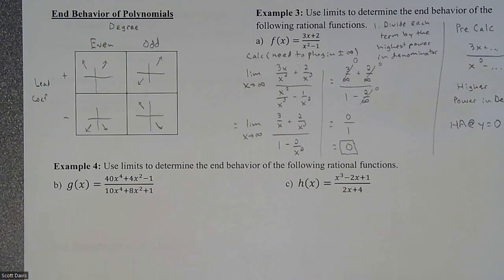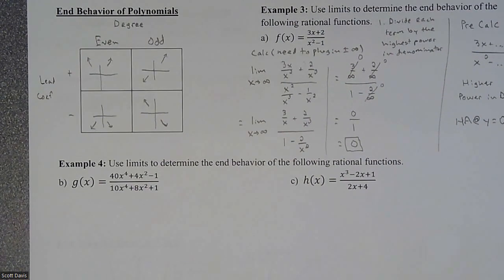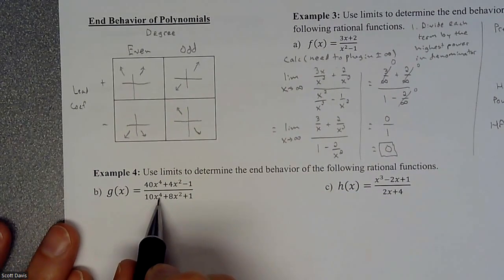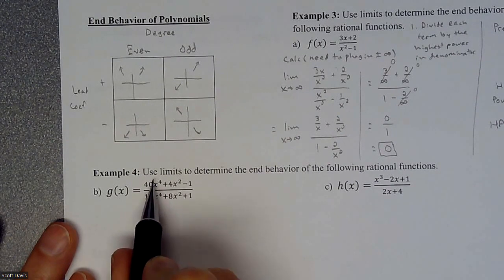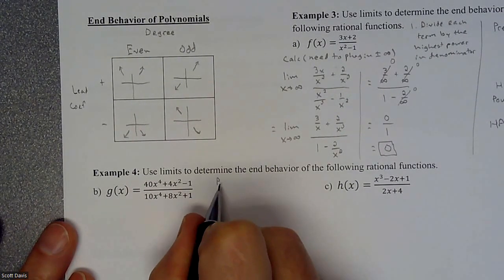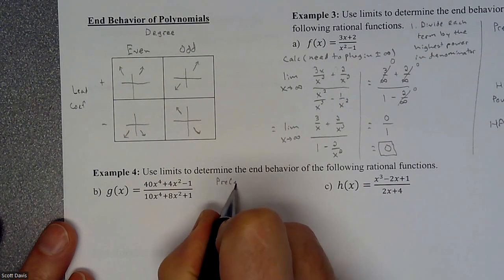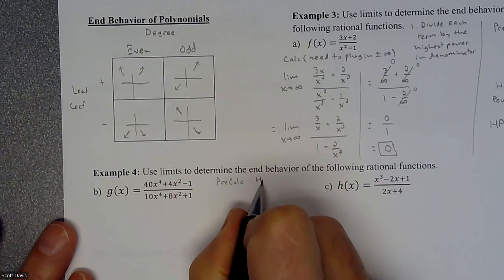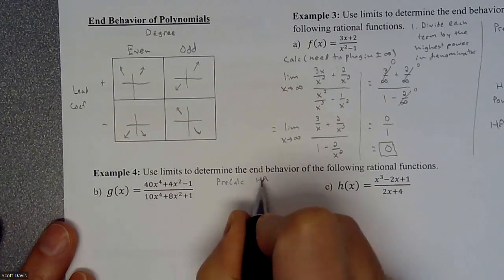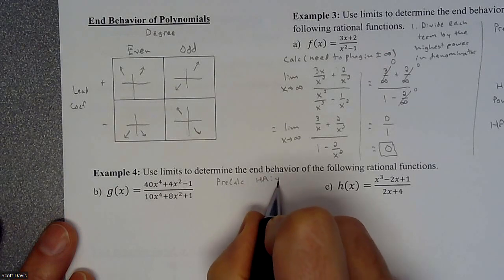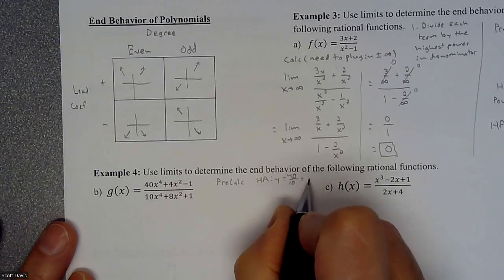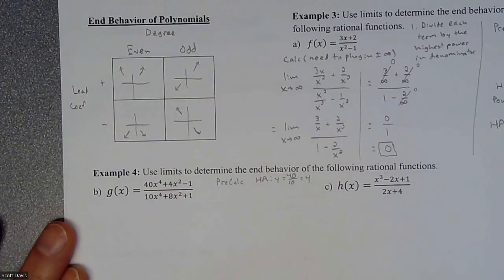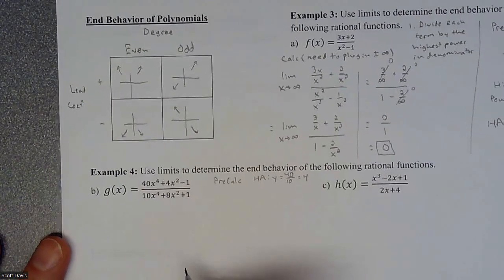Right? So if we do this again on these next two, we have x to the fourth as our highest power. Well, let's just pre-calc it for a second. Pre-calc is telling me that my horizontal asymptote, when the powers match, is just going to be my leading coefficients. So it's going to be y equals 40 over 10, which is just going to become 4. Right? Well, let's justify it with the calc.